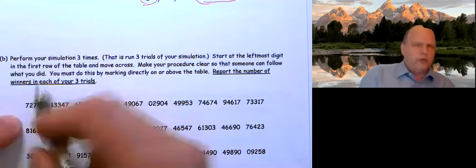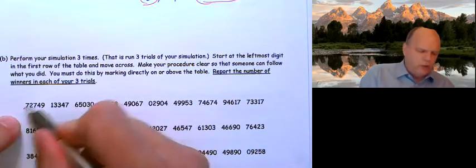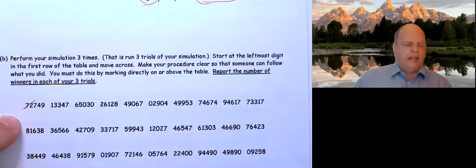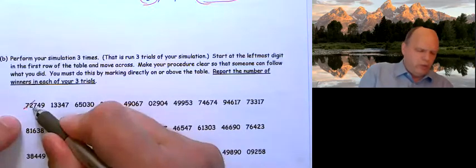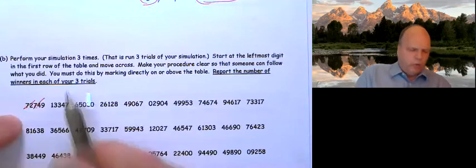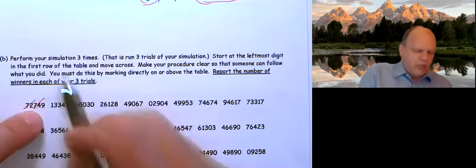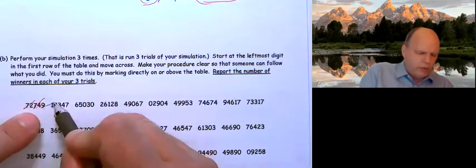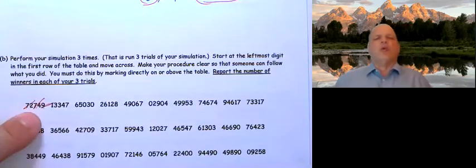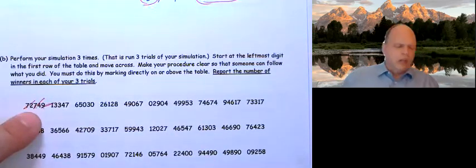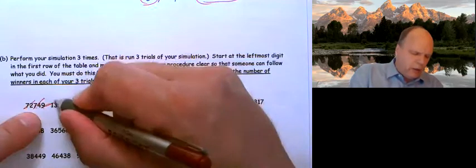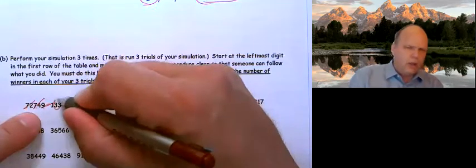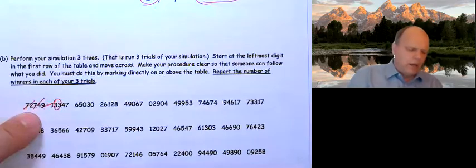Well, the first 2-digit number I come to is a 72. That's a skip. The next one is a 74. Now this is weird, but I can go across. And you're like, well, why do they have these spaces? They have these spaces in order to make it easy. Oh, 33. That's a winner.